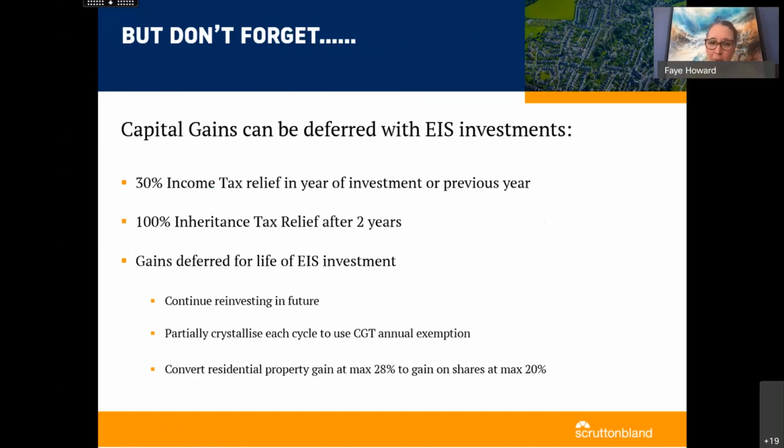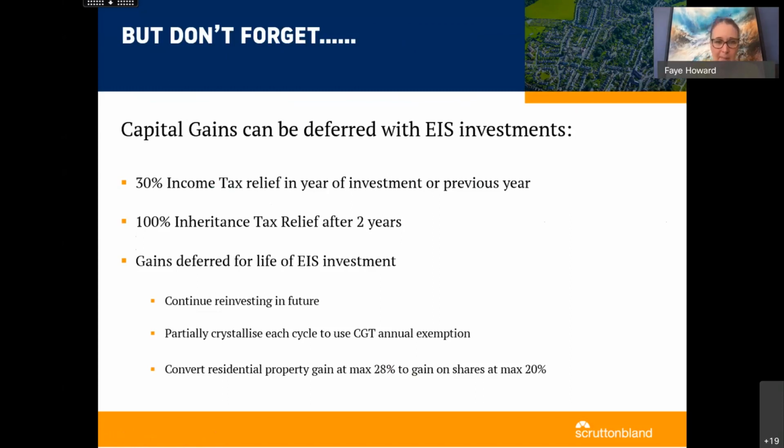So in that example that we've just been through, where there's a £150,000 gain, if the person making that disposal invested that £150,000 gain into an EIS investment, typically the life of these investments is around about 5 years.